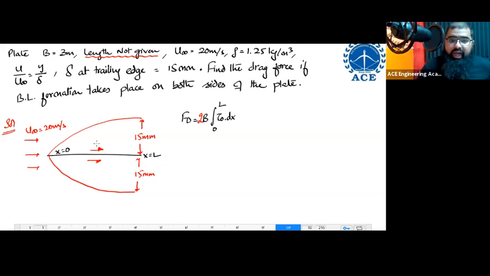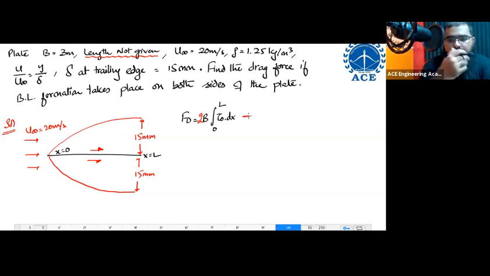Why should it be 2b? Because right now drag is taking place on both the sides of the plate. Boundary layer is on both the sides, therefore you have to multiply by 2. This should be the formula. One more formula is coefficient of drag into area multiplied to half rho u infinity square. But right now we do not know the value of coefficient of drag, so this is the formula we are going to use.